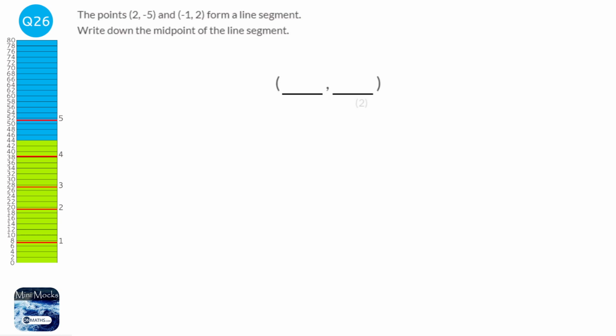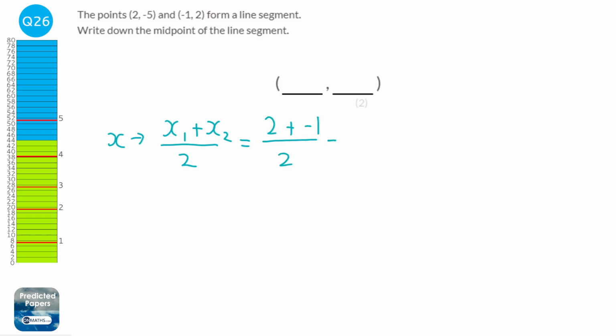To find the midpoint, we can use this simple formula. We're going to start off by finding the midpoint for the x component. The formula is just adding the two x coordinates and dividing by 2. So we've got 2 plus minus 1 divided by 2, and that's going to be 1/2, or 0.5.